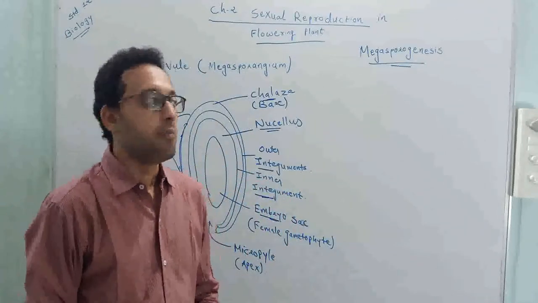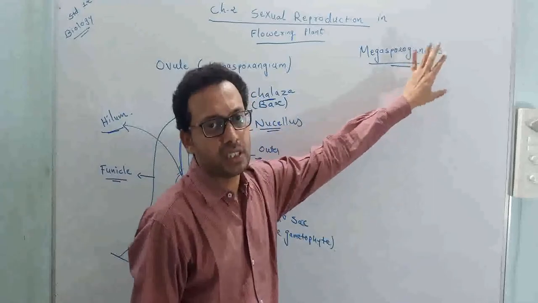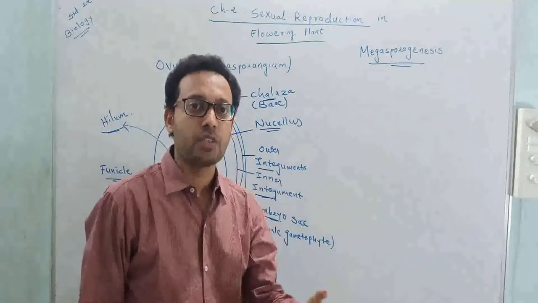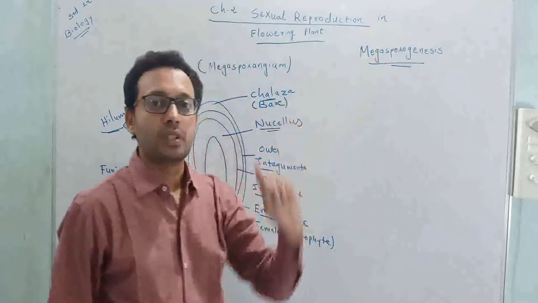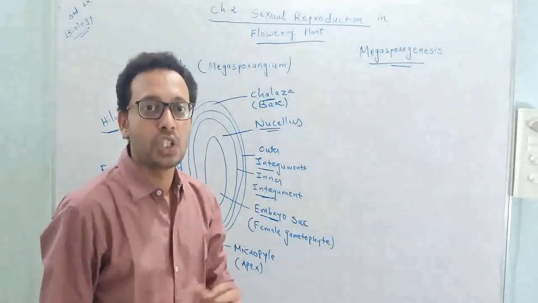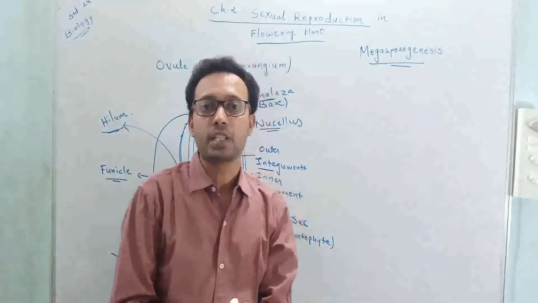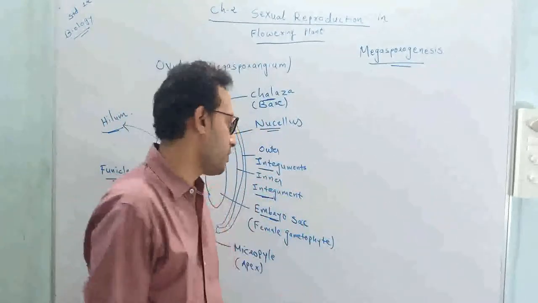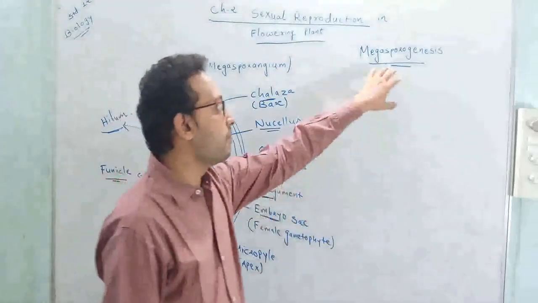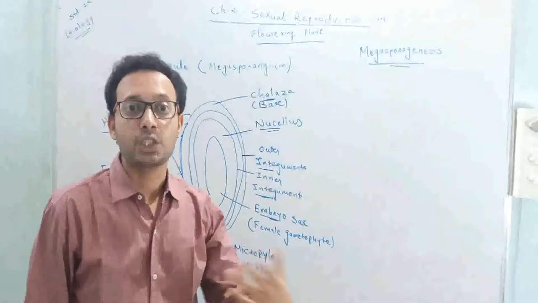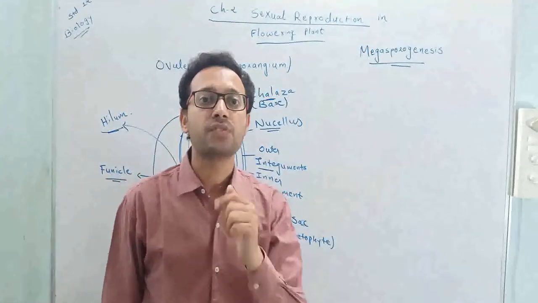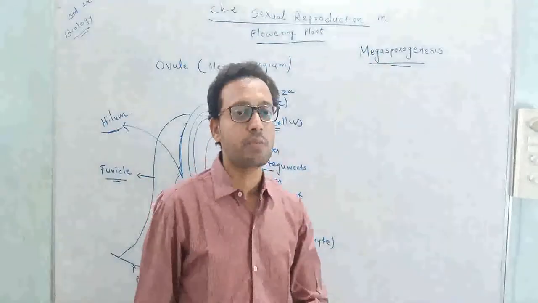Megasporogenesis. You already know the meaning of genesis. Genesis means formation. Formation of what? Megaspore. The formation of megaspore is called the megasporogenesis process. Here a megaspore is formed, and this megaspore finally develops into a female gametophyte, which we call the embryo sac. How it occurs, we will see. But before that, we have to see the formation of megaspore, because once the megaspore is formed, then the female gametophyte or embryo sac is formed. So first we will learn a process called megasporogenesis.